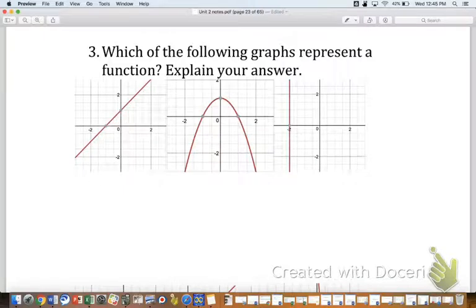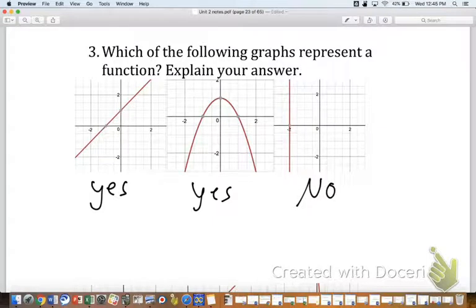So I agree with you, yes. How about the next one in the middle? Yes. And how about the last one? No. That's a big no. Why? So let's talk about why. Let's start off with the no. You could say something like this: a vertical line intersects the graph in more than one point.